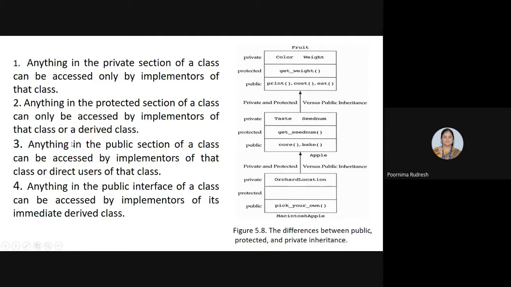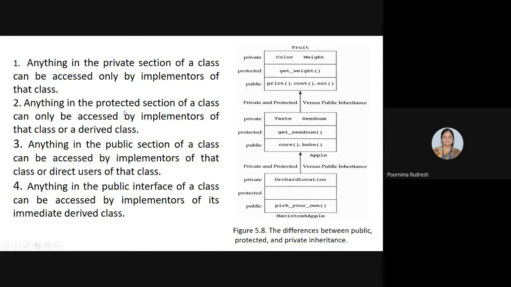So hence, according to the third and fourth point, whatever is present in the public area of the class can be accessed by the implementers and users of that particular class, and also the implementers of the immediate derived class. Understood? Now similarly, for the apple class, core and bake are present in the public area, right? Then this will be accessed by the implementers of its derived class. So implementers of Macintosh apple can access the public area of apple class because it is the immediate derived class for the apple class.